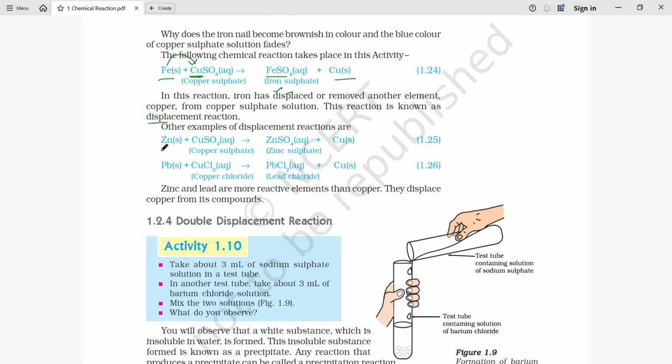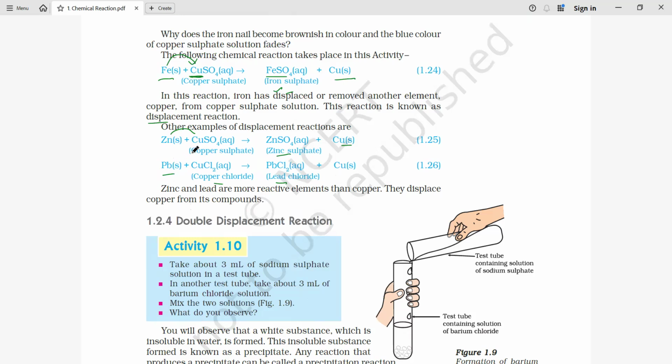Next is the zinc with copper sulfate. Again, zinc is going to replace the copper. So we have zinc sulfate and copper as the product. Again, lead, Pb, is going to replace the copper from the copper chloride. So we have lead chloride and copper.